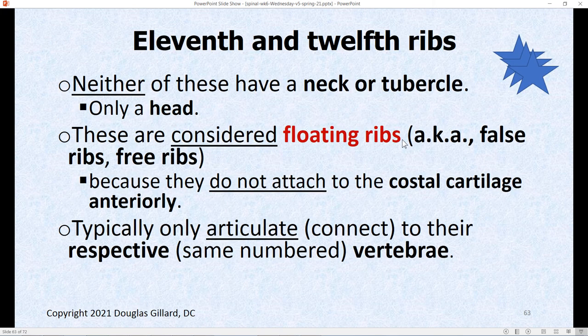T11 and 12, these are the floating ribs, right? Or AKA false ribs, AKA free ribs. They don't connect to the sternum in any way. That's an easy softball question you can't miss. They only connect with their respective vertebrae through a full costal facet.